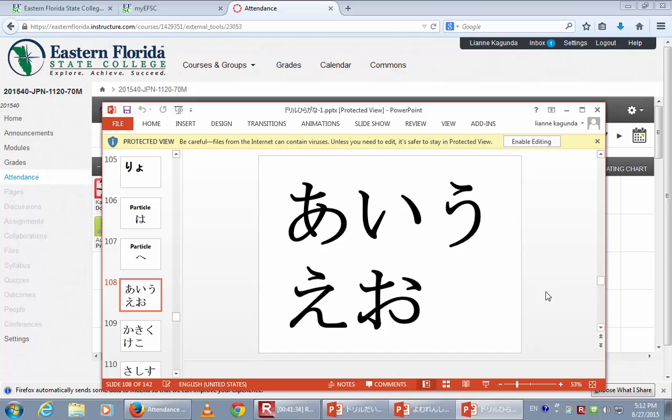はい、おかえりなさい. Formal version of welcome home. おかえりなさい. They're the same meaning, welcome home, but this is the formal one. Okay.